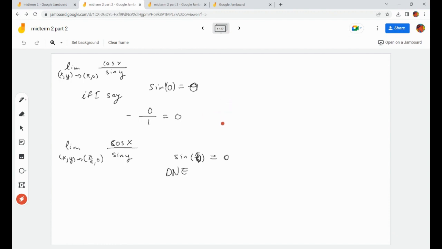I think... Oh, is it not DNE? No, it's DNE. Why is this not DNE? Yeah, it should be DNE because zero is the same thing. They're the same question, so this should be DNE too. I don't know why it's not DNE, but you can obviously tell it's DNE by plugging in sine with zero, no x, no y, which is zero, which is impossible.